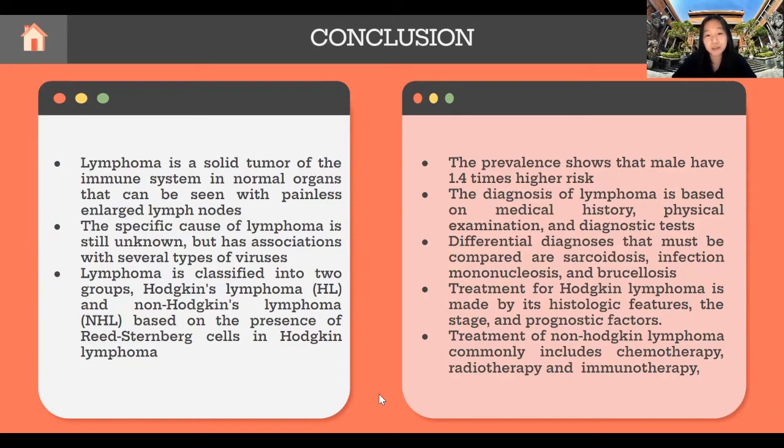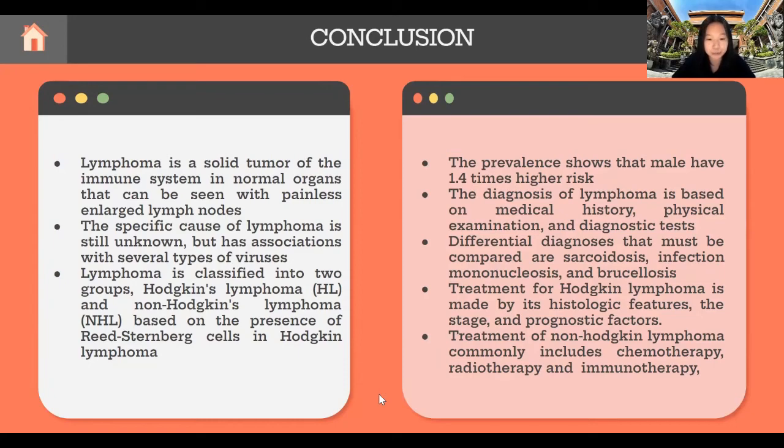Basically, lymphoma is a solid tumor of the immune system that can be seen with painless and large lymph nodes. The specific cause of lymphoma is still unknown, but has association with several types of viruses such as EBV or Epstein-Barr virus. Lymphoma is classified into 2 groups, Hodgkin lymphoma and non-Hodgkin lymphoma, based on the presence of Reed-Sternberg cells. The prevalence shows that males have higher risk since the immune response of each gender is different. The diagnosis of lymphoma is based on medical history, physical examination, and diagnostic tests such as biopsy, immunohistochemistry, and flow cytometry.